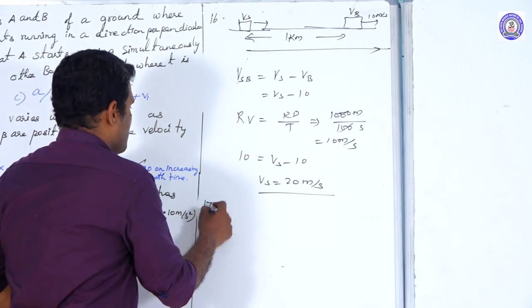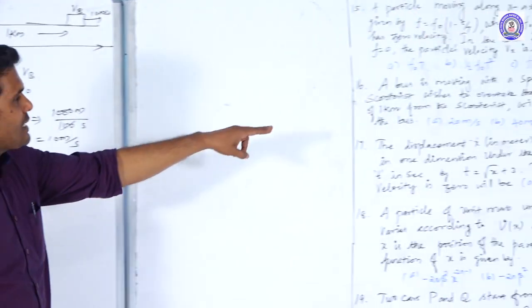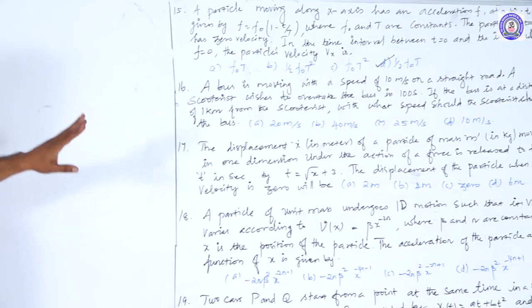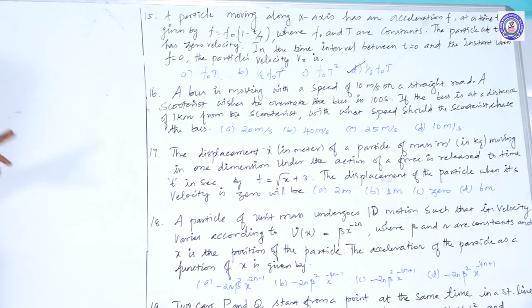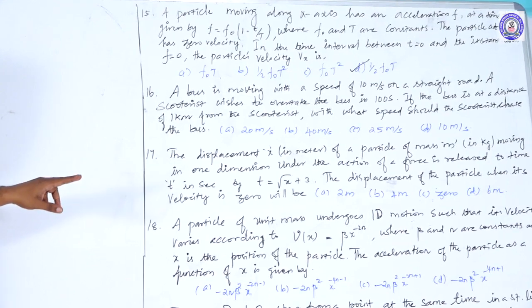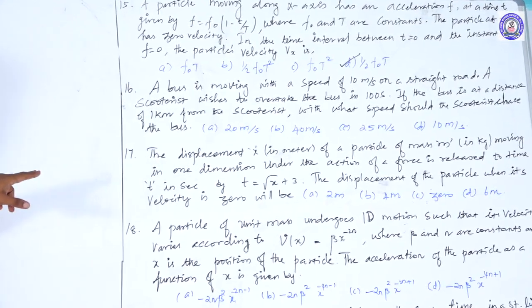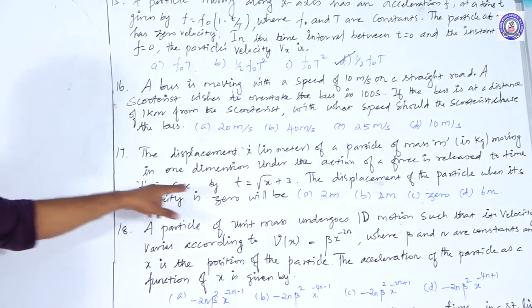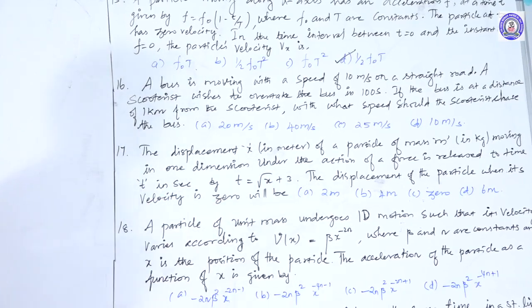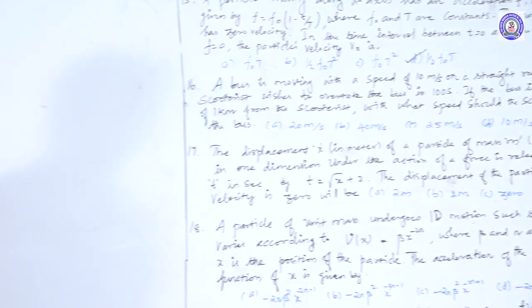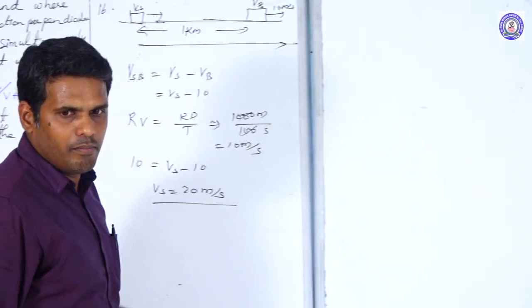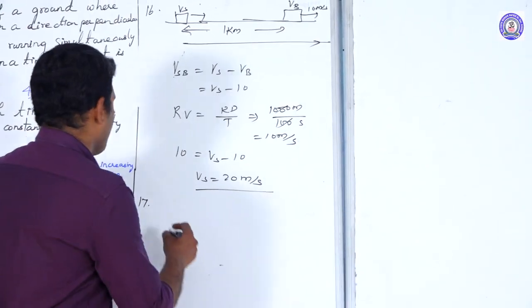Right. Question number 17. The displacement x, in meters, of a particle of mass m kilogram moving in one dimension under the action of a force is related to the time t in seconds by t equals root x plus 3. The displacement of the particle when its velocity is 0 will be? Already we solved a similar problem, but here we have to do a simple manipulation.